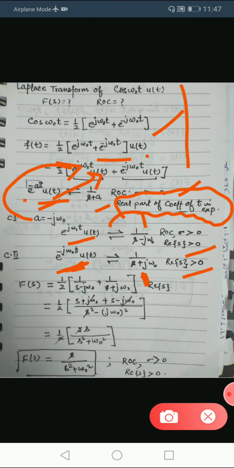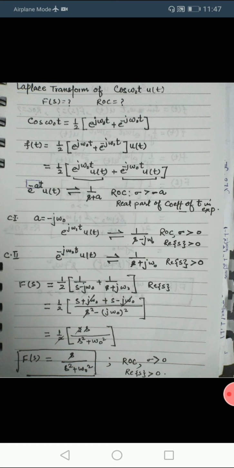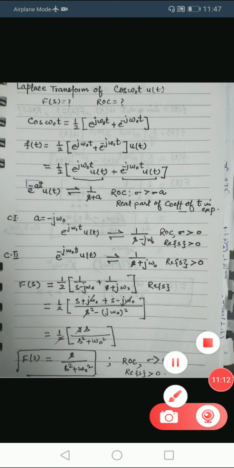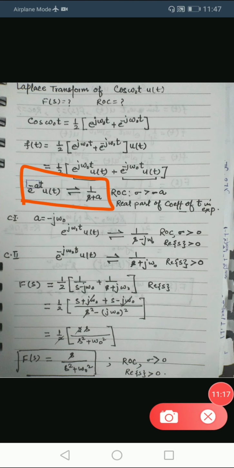We use this formula and combine the functions: 1/2 times (1 upon s minus j omega naught plus 1 upon s plus j omega naught). Taking the LCM, the numerator is 2s, and the denominator is s square minus j square omega naught square, where j square is minus 1, giving s square plus omega naught square. The 2 cancels, so F(s) is s upon s square plus omega naught square. This is the Laplace transform of cos omega naught t.